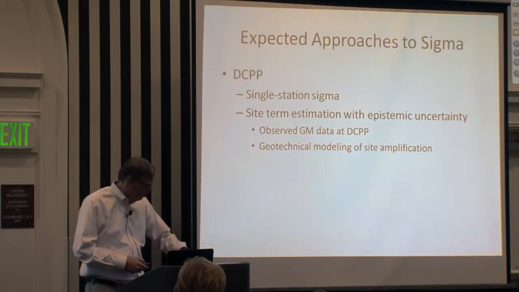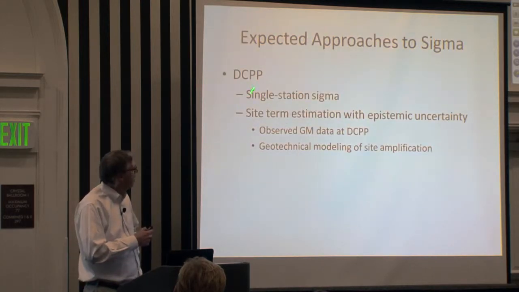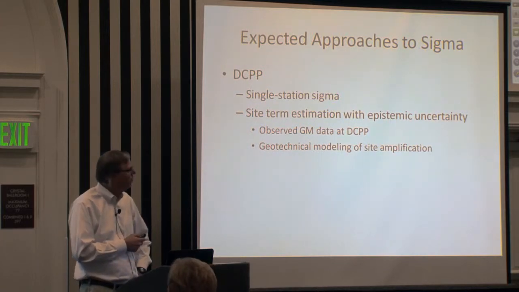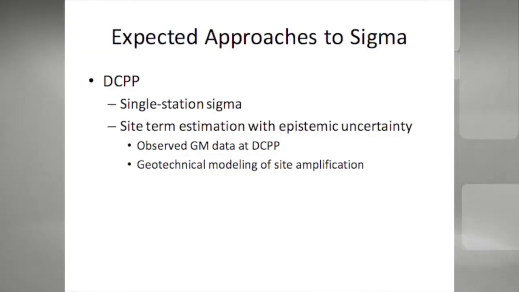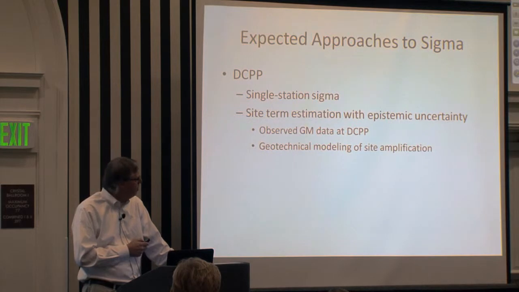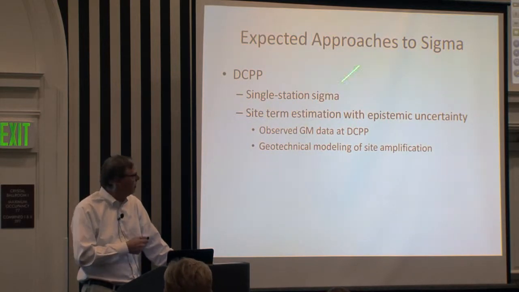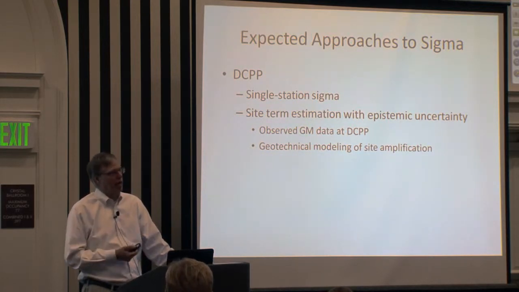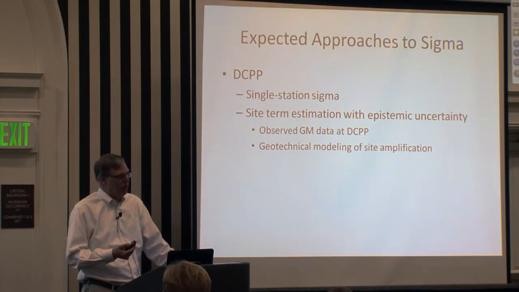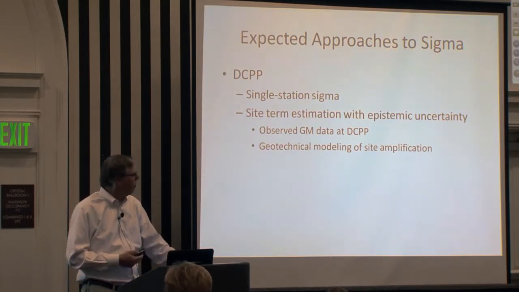So, the expected approaches to our standard deviation. For Diablo Canyon, we're looking at the single station sigma method, and we're going to be estimating our site terms and the epistemic uncertainty, because both of those have to be there, with two approaches. One, standard geotechnical modeling of site amplification, and the other using observed ground motion data at Diablo Canyon. One advantage of being in an active region is you get recordings from earthquakes, so we can now empirically calibrate our site amplification rather than just relying on model predictions of those effects.